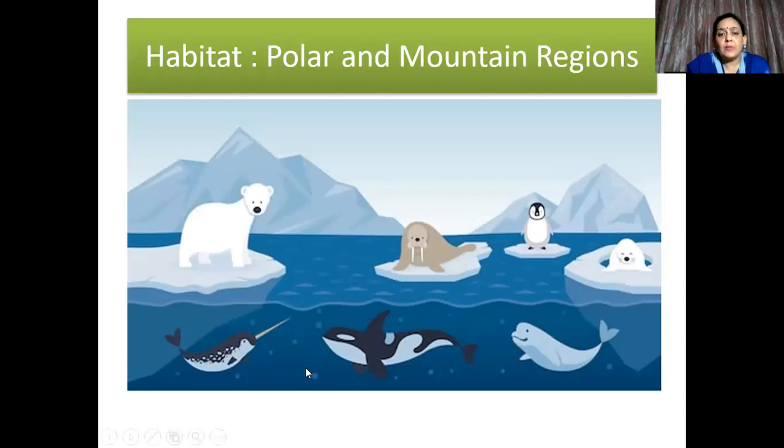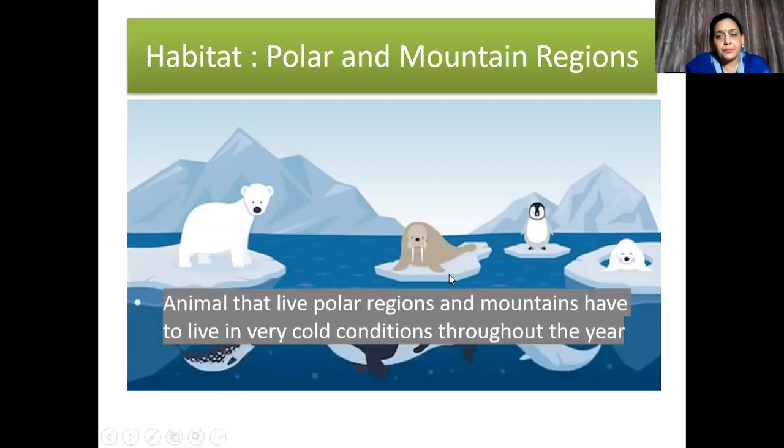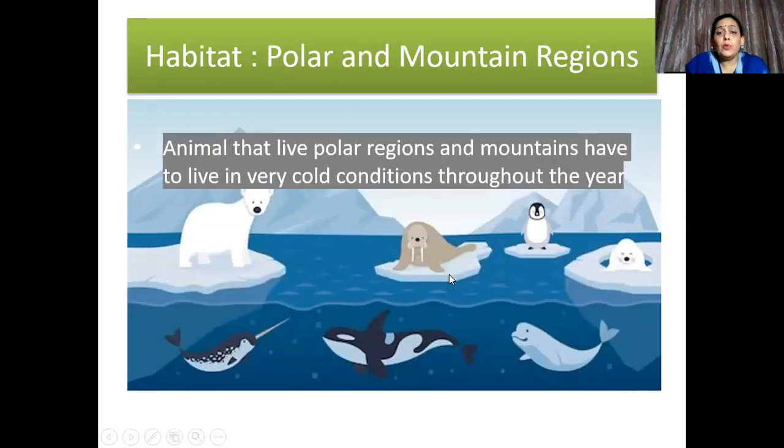Here you see various animals like the polar bear, the walrus, then you see the penguin, you see the dolphin, this is the dolphin, this is the whale, etc. So all these animals live in the polar region, right? Animals that live in polar regions and mountains have to live in very cold conditions throughout the year, right? It's very cold throughout the year and they have to live in very cold conditions.